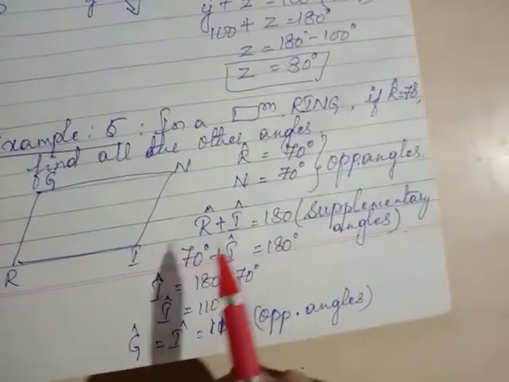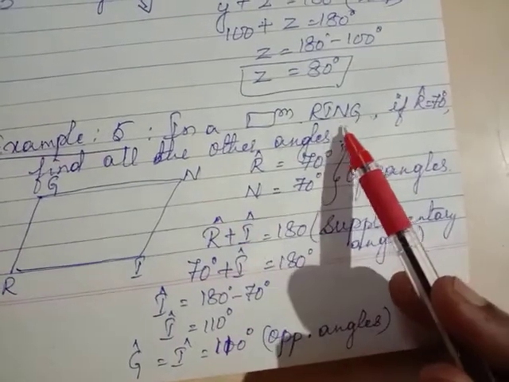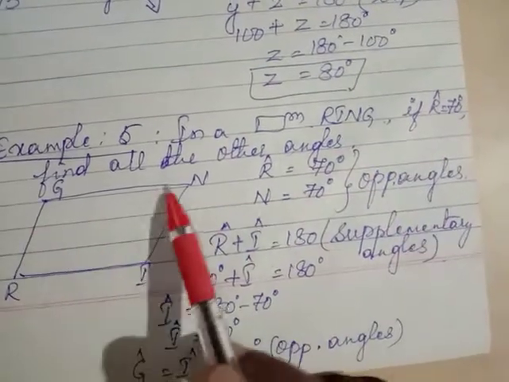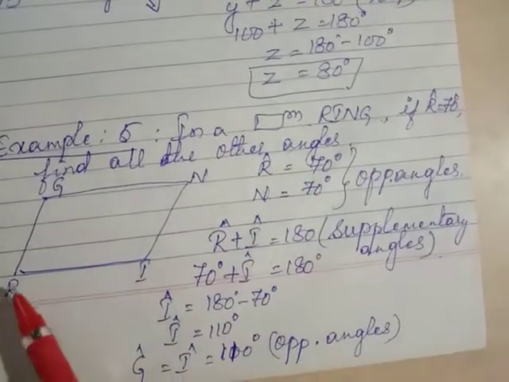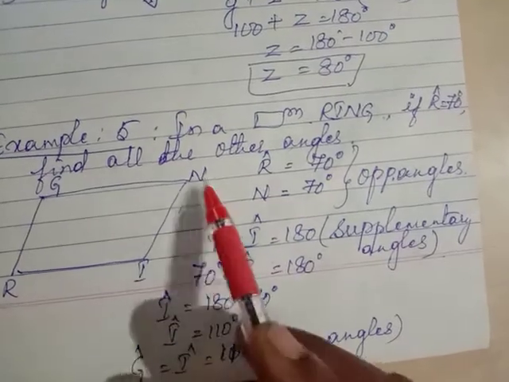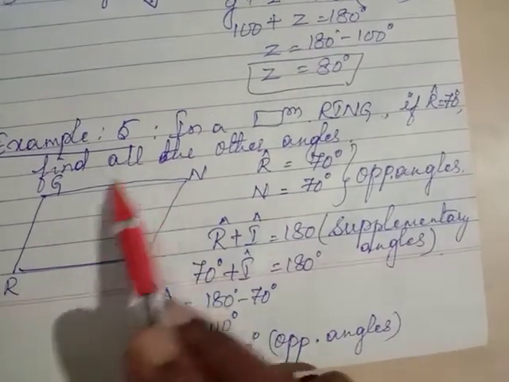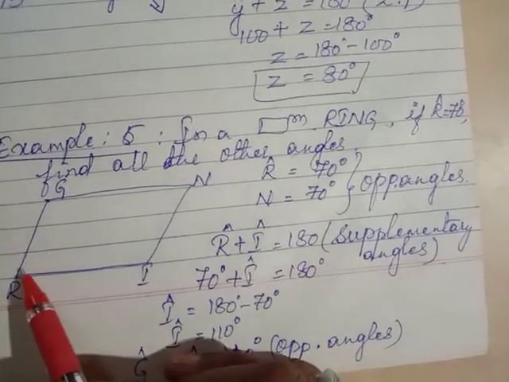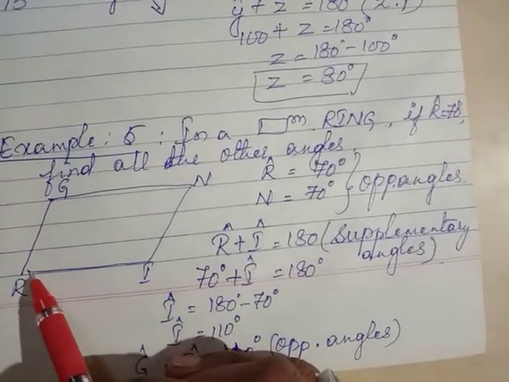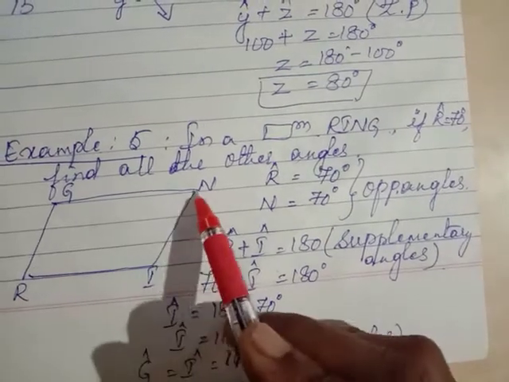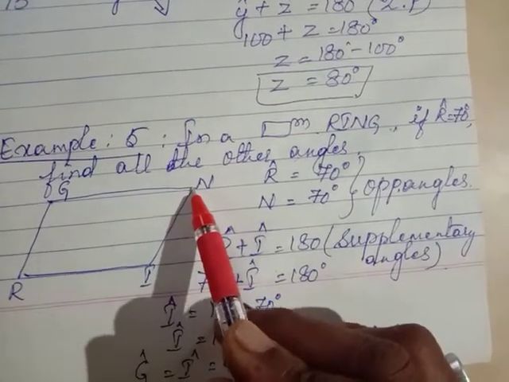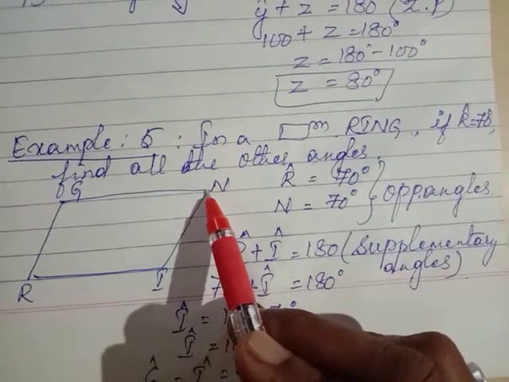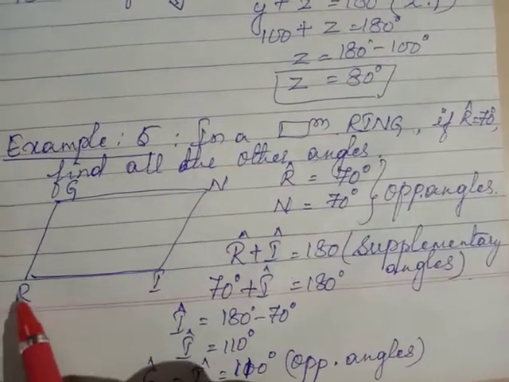Now, example. In parallelogram RING, if R is equal to 70 degrees, find all the other angles. RING is a parallelogram, and angle R is equal to 70 degrees. Then opposite to this is angle N, correct? It is also how much? 70 degrees.